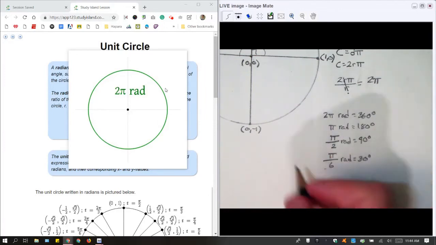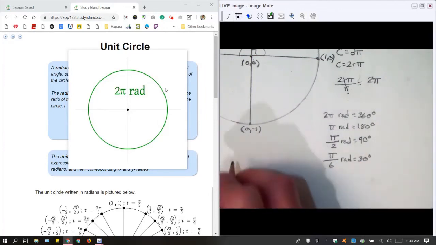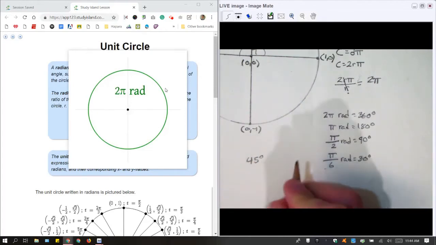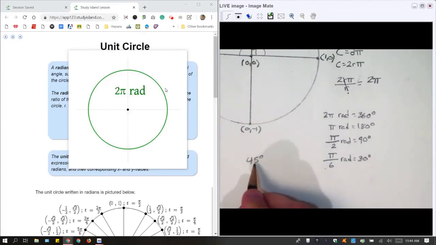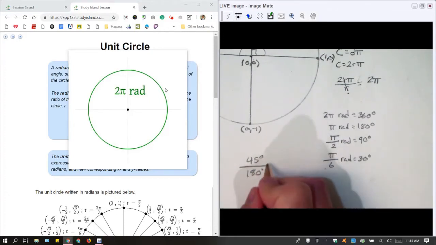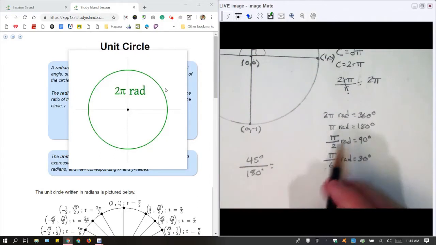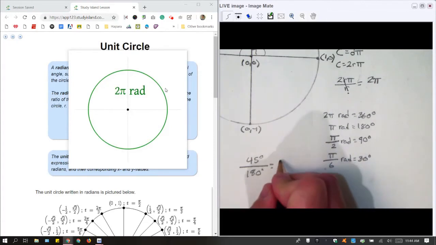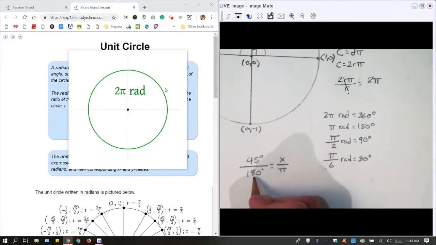So for example, let's say you wanted 45 degrees. If I want to know what 45 degrees is in radians, all I have to do is figure out what portion of 180 that 45 is, and that's going to be equal to how many radians out of pi we have. So that's going to be x out of pi. So 45 out of 180 goes in 4 times. 45 times 2 is 90, times 2 again is 180. So 45 out of 180 is 1/4.